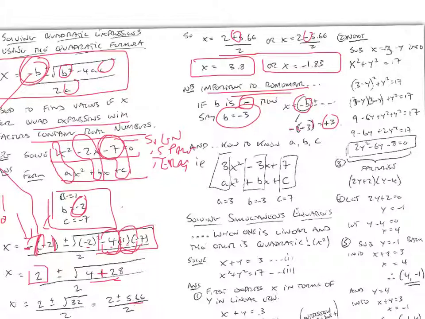Best thing to do is to write out your equation and write out this ax squared plus bx plus c form underneath and just block them off like that. That's the best way to do it. A equals 3, b equals minus 3, c equals 7.